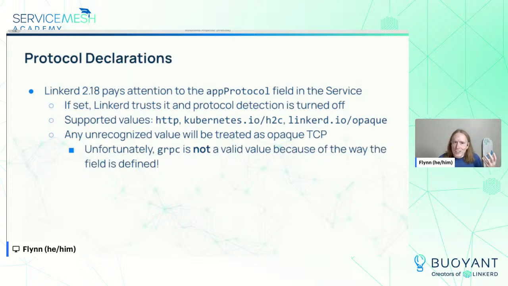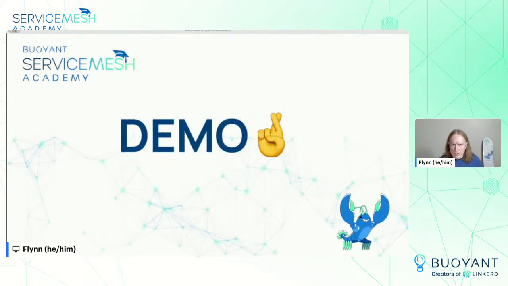We can't actually just support the word gRPC because the definition of this field is that non-namespaced values, values that don't have something / something, are required to be things registered with IANA, and the word gRPC is apparently not. So we may end up adding linkerd.io/gRPC later, but we haven't done that yet for various reasons. There are some interesting semantic things that we have to make sure get plumbed all the way through and stuff like that.